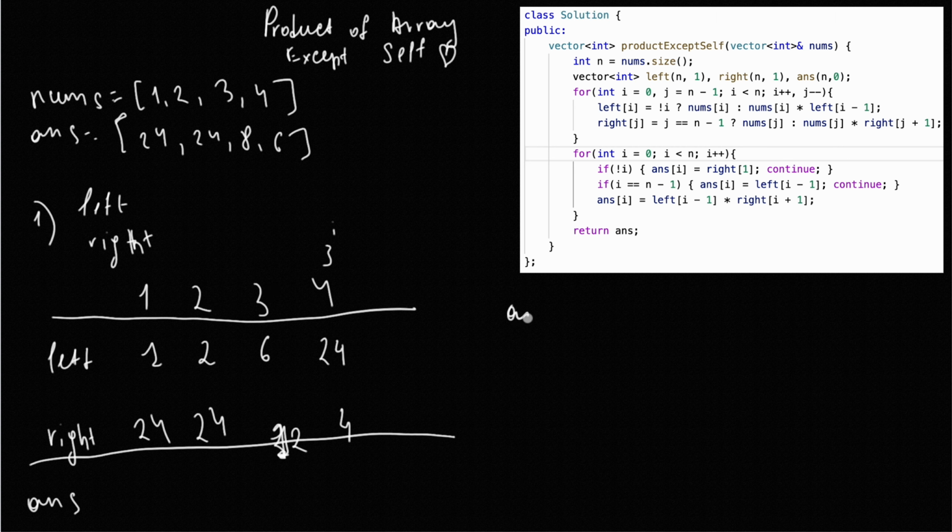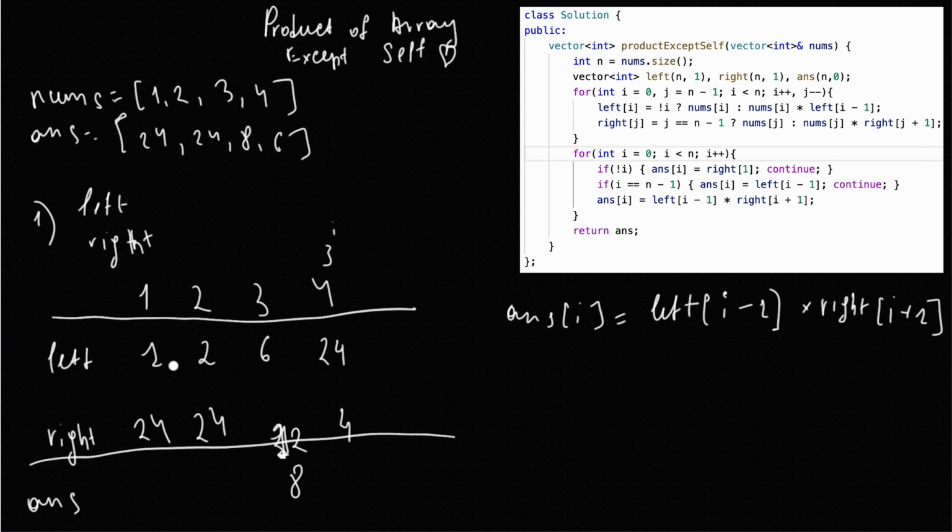So basically the logic is answer i will be left i minus 1 multiplied by right i plus 1. So for 3 we can see that it will be 2 multiplied by 4, so it's 8. And for 2, left i minus 1 is 1, multiplied by right i plus 1, which is 12, and 1 multiplied by 12 is 12.